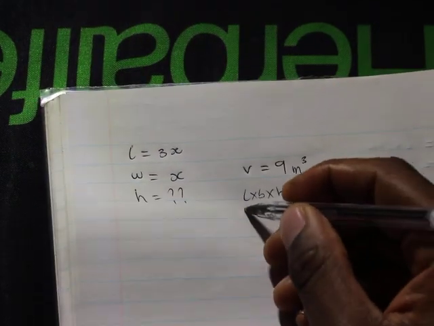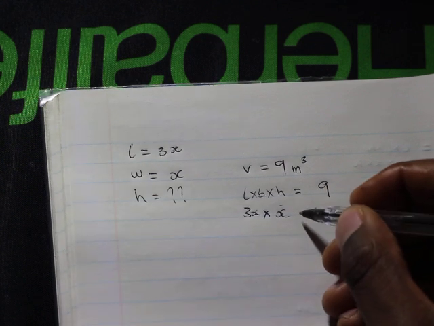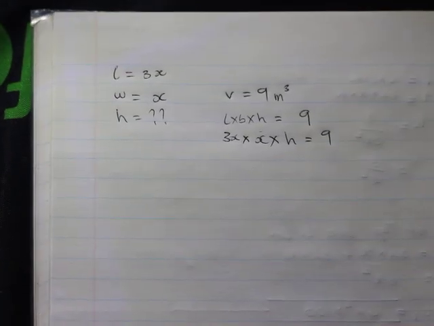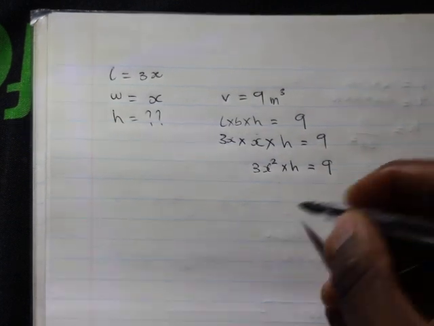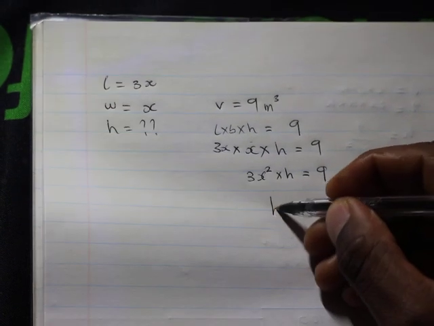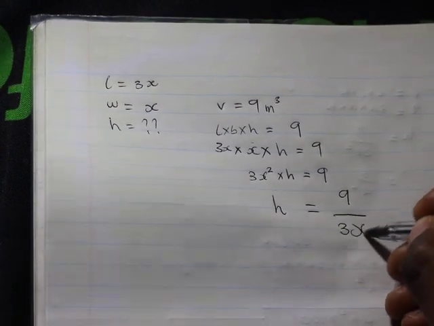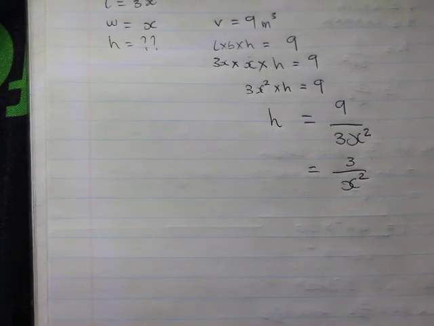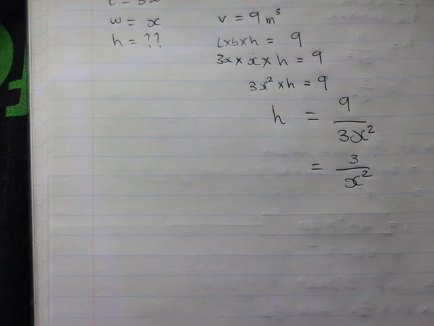Okay, so we're just going to substitute. The length is 3x, the breadth is x, which is the width, and then times h is equal to 9. So from here, what we can do is we can just simplify. This is 3x squared times h, which is equal to 9. Divide throughout by the 3x squared. We're trying to make h the subject of the formula, okay? So h is then going to become 9 divided by 3x squared, okay? So that just becomes 3 over x squared. So we've got the expression for the length, the breadth, the width, and the height in terms of x now, okay?